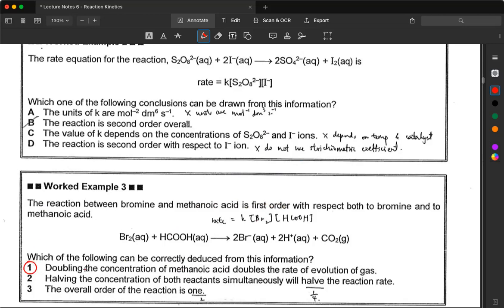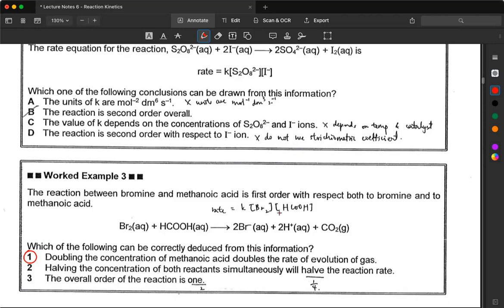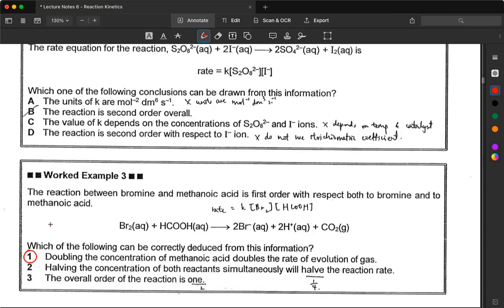Okay. Halving the concentration of both reactants simultaneously will halve the reaction rate. So if you halve both, it will not be true, because 1/2 times 1/2 equals 1/4. Okay, so how about the overall order? The overall order should be 2, 1 plus 1, because it's first order with respect to bromine and methanoic acid. So you can sum up the order of reaction.